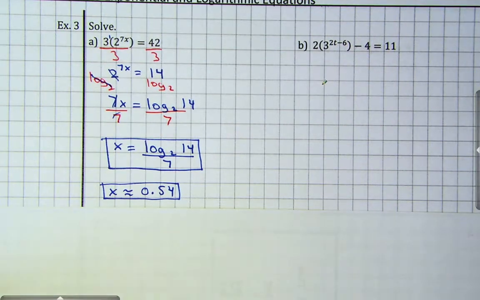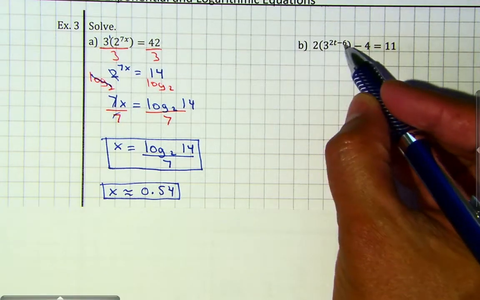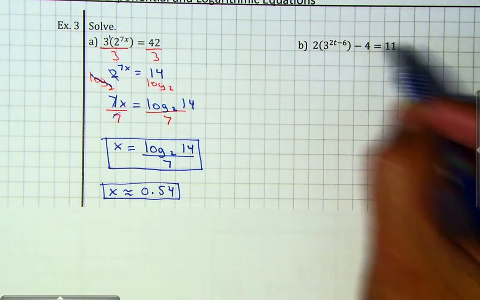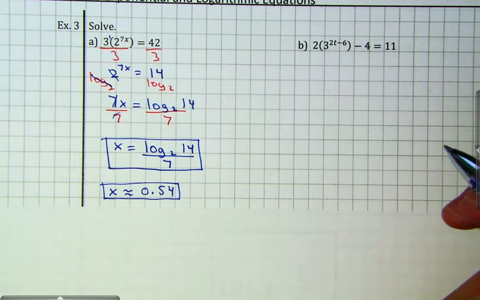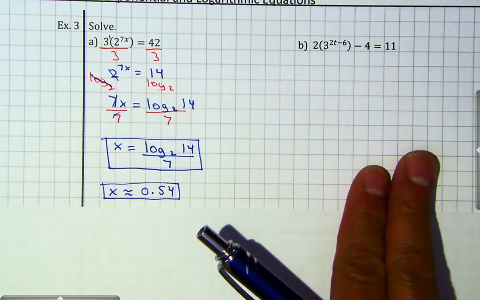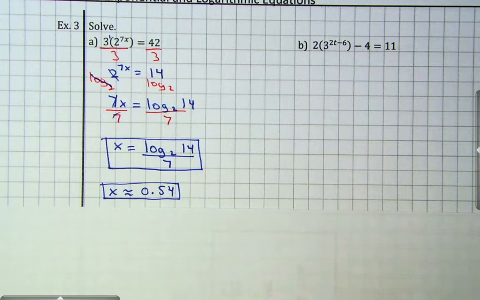Letter B, I need to solve for t. So I need to get rid of the 2, the -6, the 3, the 2, the -4. What should I do first? So try it, go and pause it, try it, and then we can compare our answers.